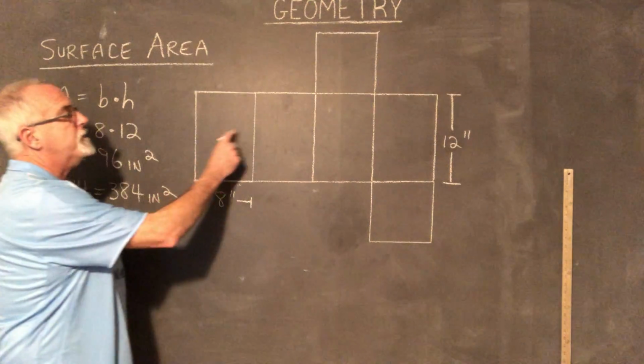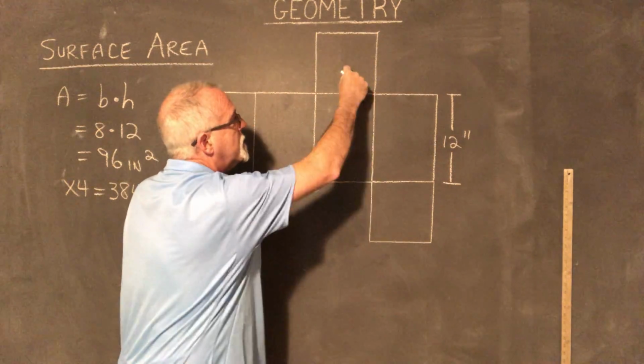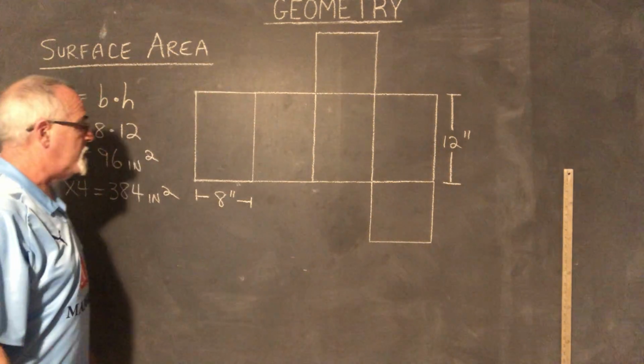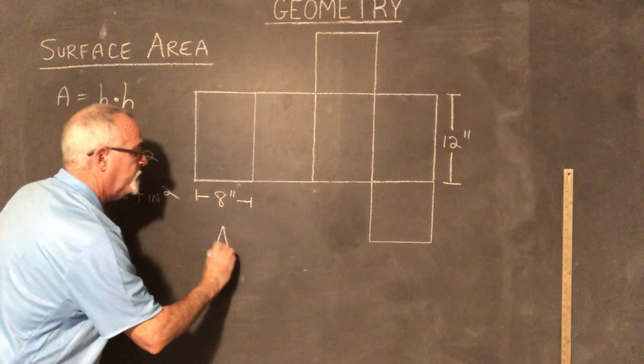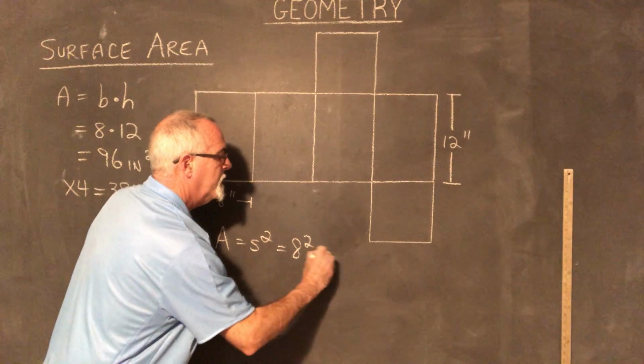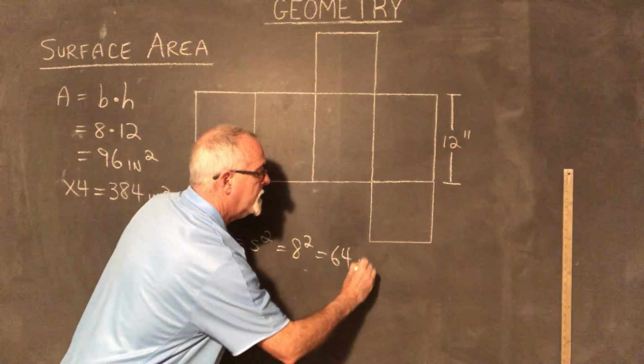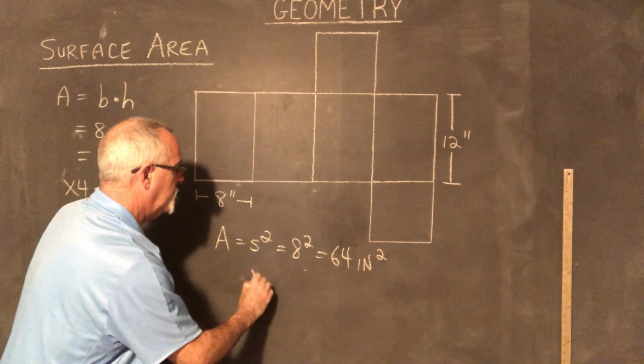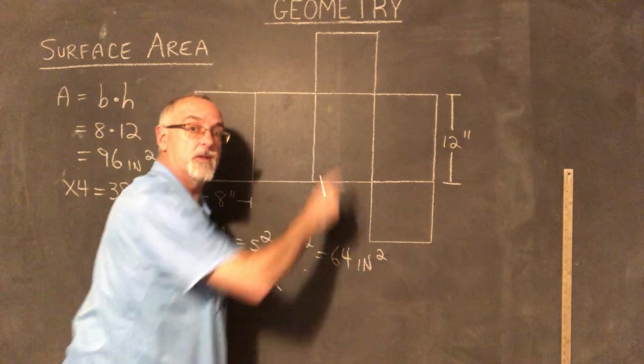We have found the area of these 4 pieces of cardboard, but we need the area of these 2. Now those are square. I can do the area of a square formula, which is side length squared, and it's going to be 8 squared, which is 64 square inches. And I multiply that by 2 because there are only 2 of the squares.